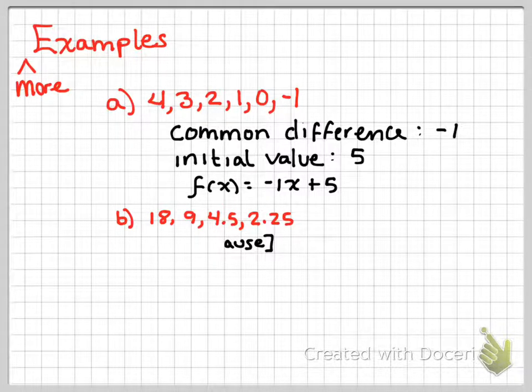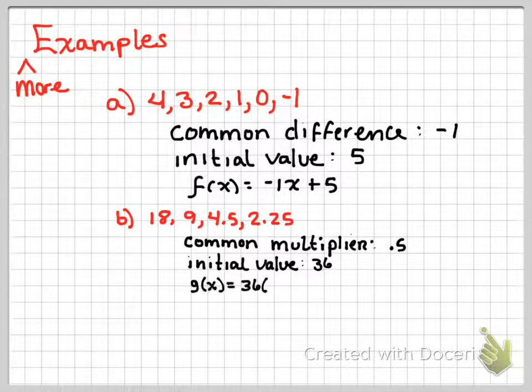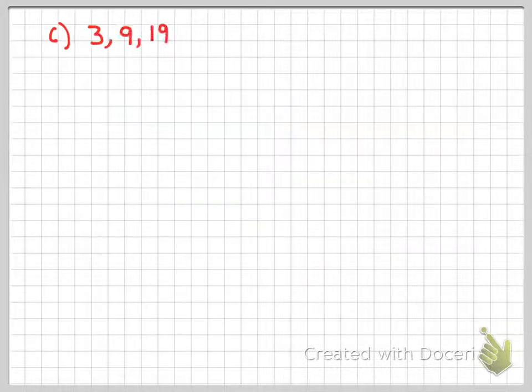Pause the video right now and see if you can figure out this one. Alright, this one is very similar to the one that we did earlier. Our common multiplier again is 1/2. The initial value, if we go backwards, is 36. So therefore remember the general equation. g of x is equal to the initial value 36 times 0.5 to the x power. Alright, let's try one more.